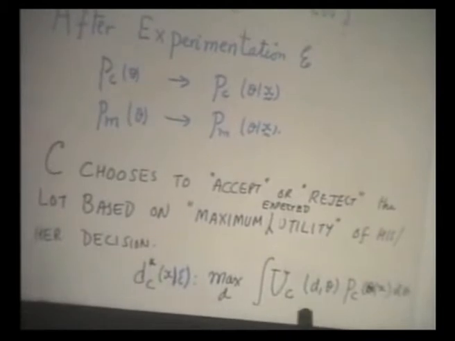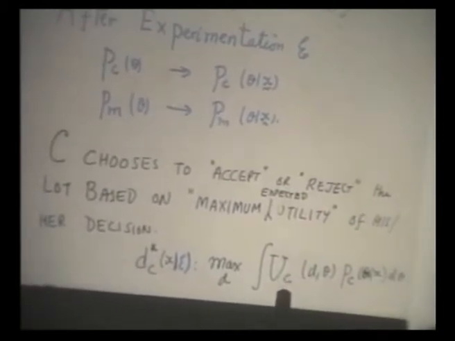In this case, the decision is basically to accept or reject the lot, based on the maximum expected utility of his or her decision. So what is he going to do? He's going to look at two decisions, accept or reject, and make the decision by maximizing over decision D this quantity. For each decision, he has the utility of C. This is the current state of knowledge of C. Find the expected loss, the expected utility, maximize this quantity over D, and take the decision. That's the decision made by the consumer based on his or her current state of knowledge about the quality level and his or her own utility.